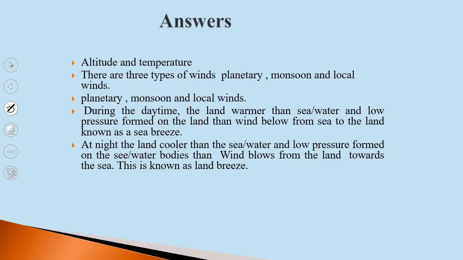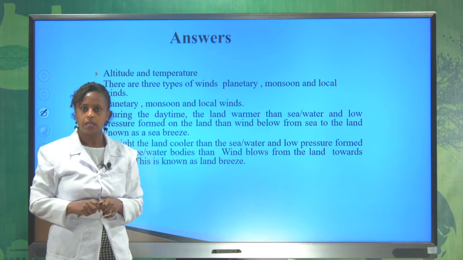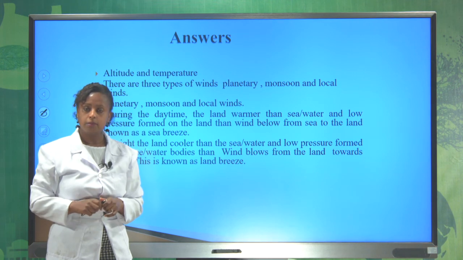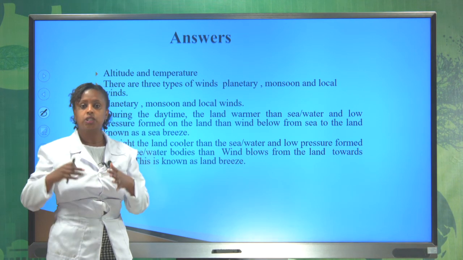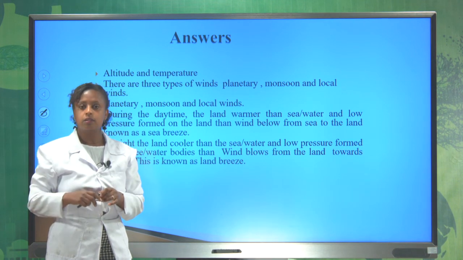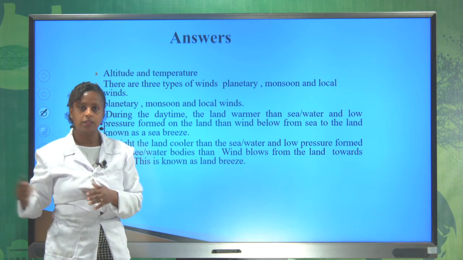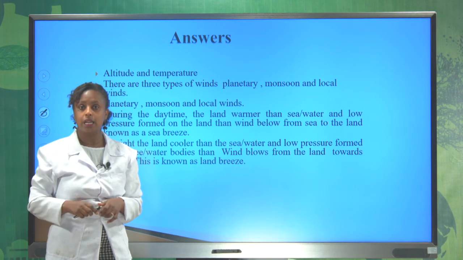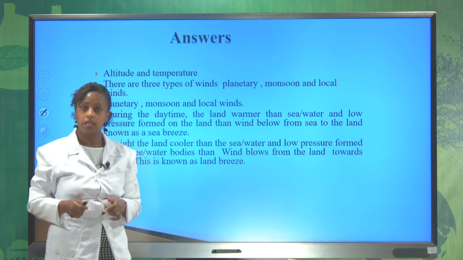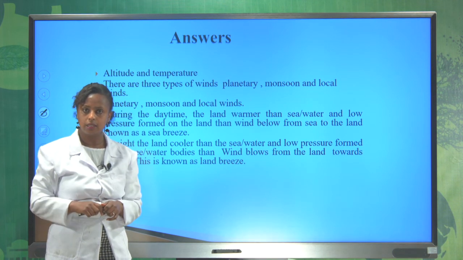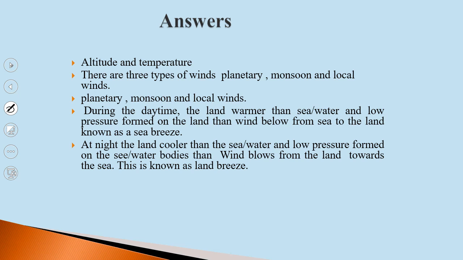The difference between land and sea breeze is that during daytime, the land temperature is higher than the water or sea temperature. This is because the land becomes warmer more quickly than the water bodies. As a result, low pressure formed on the land, high pressure occurs on the sea. Now wind blows from the sea to the land, we call this sea breeze.